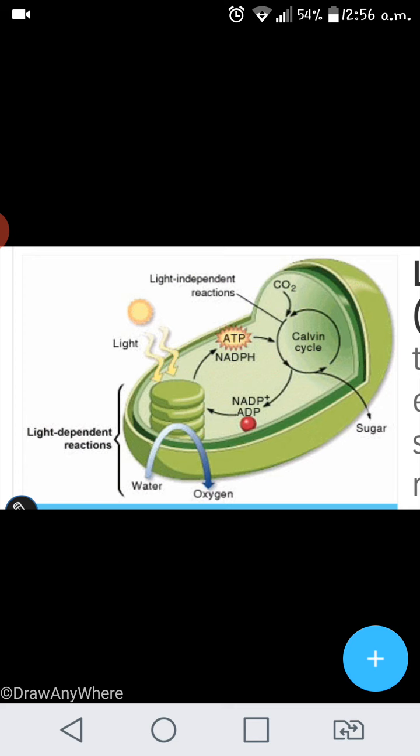So coming to the mechanism of photosynthesis, it is divided into two phases or two stages, that is light phase and dark phase, or light reaction and dark reaction. Let's learn about light reaction now.